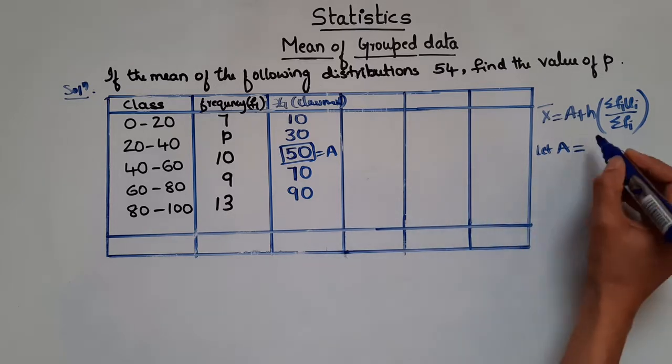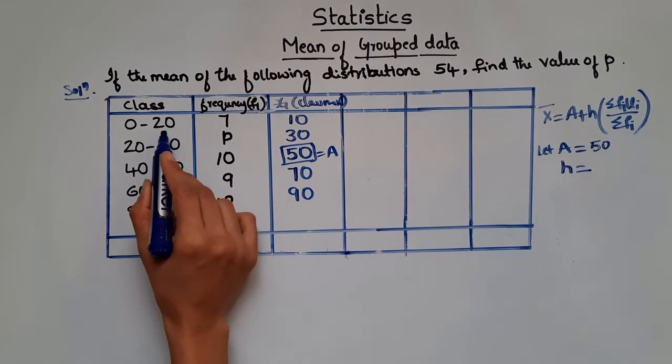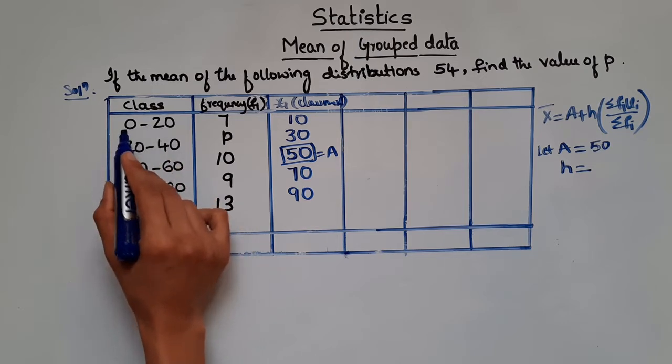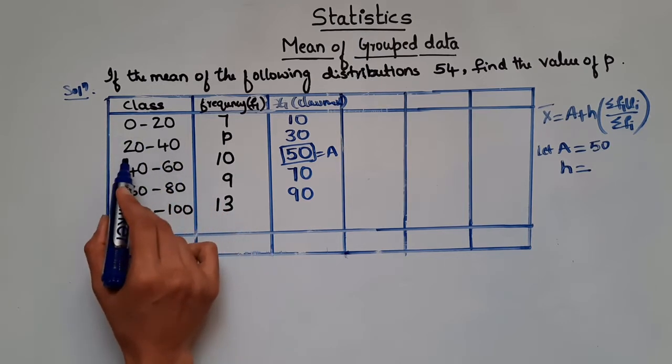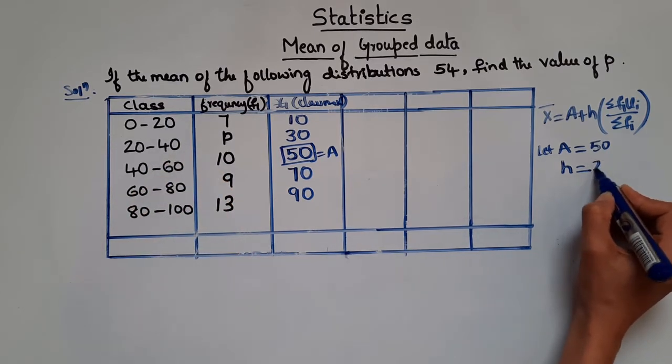Alright. So your A is 50. Now what is H? H is nothing but upper limit minus lower limit. So 20 minus 0 is 20. Similarly 40 minus 20 is 20. So in all the cases you will get 20, right? So your H is 20.